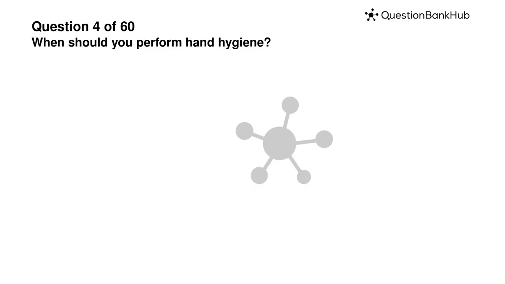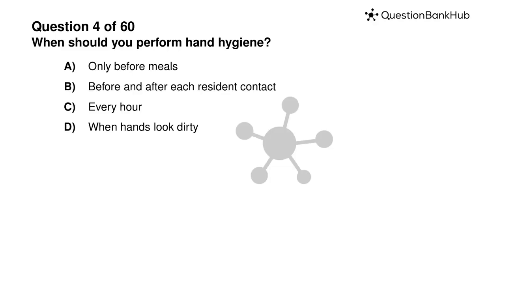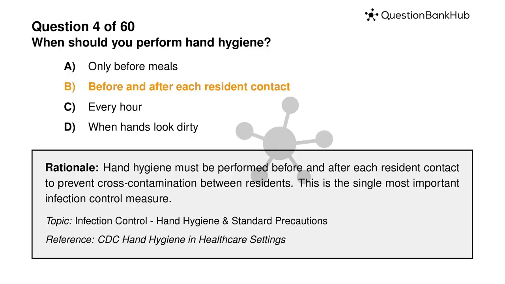Question 4. When should you perform hand hygiene? A. Only before meals. B. Before and after each resident contact. C. Every hour. D. When hands look dirty. The correct answer is B. Before and after each resident contact. Hand hygiene must be performed before and after each resident contact to prevent cross-contamination between residents. This is the single most important infection control measure.